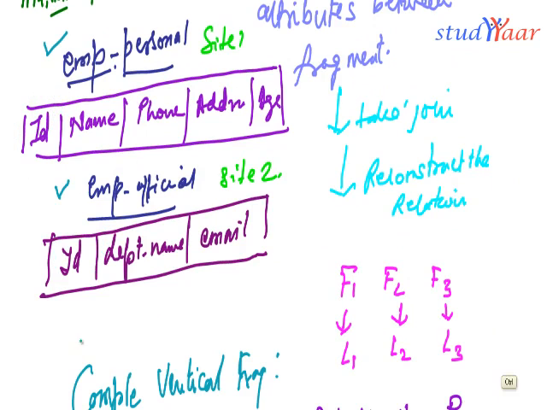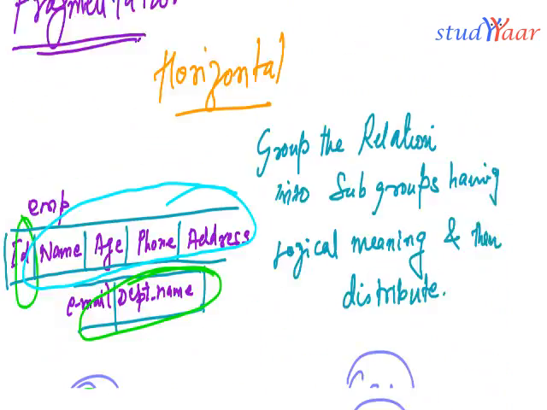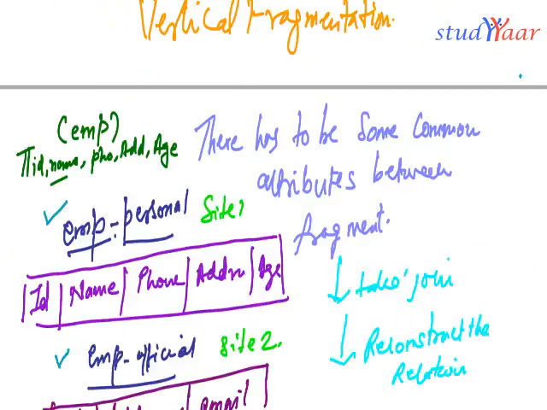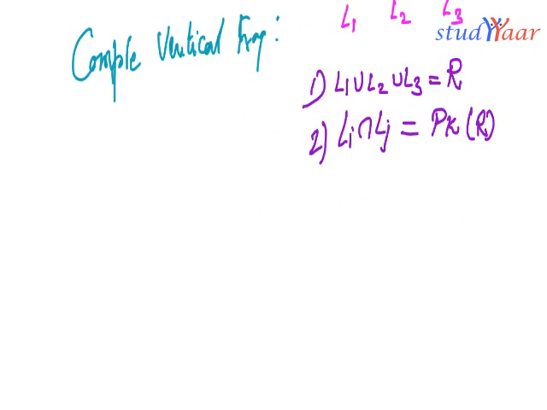Okay, and I hope that the union of these attributes L1 and L2, that is attributes of employee personal and employee official, is the relation itself. Okay, it is this relation. Hence I can say that this fragmentation is complete.